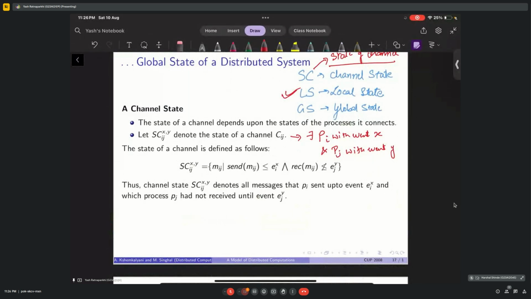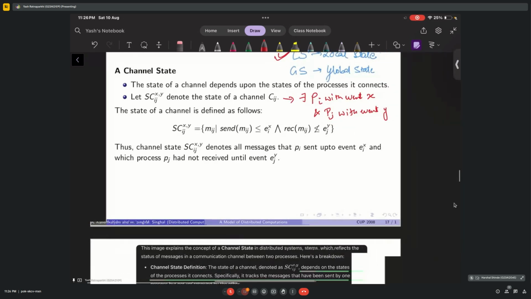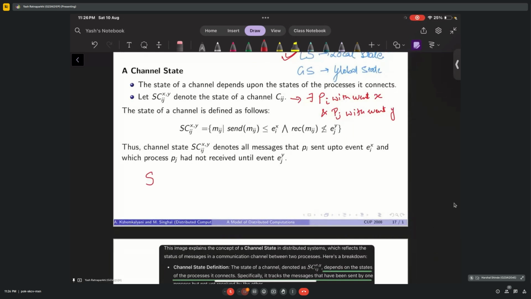Now the second thing is SC, that is channel state. Understand this also. We first saw local state. Local state is local to a process. Channel state is a state of all the processes. It says the state of a channel depends on the state of the processes it connects. So let SC_ij^xy denote the state of channel C_ij. I am just decoding it in front of you so that you can understand. This channel state will definitely contain two processes, so I will have one process and a second process. The first will be i, the second one is j.